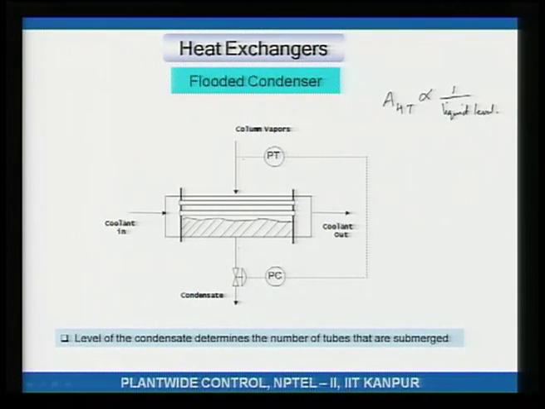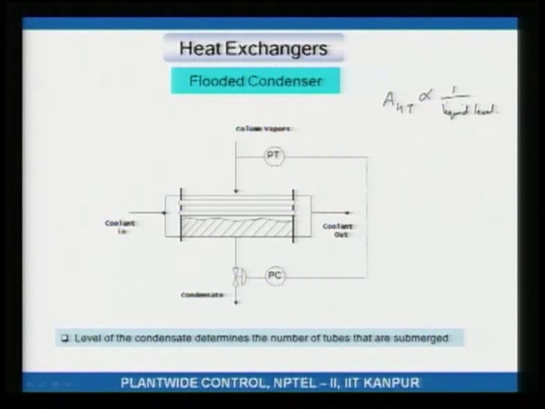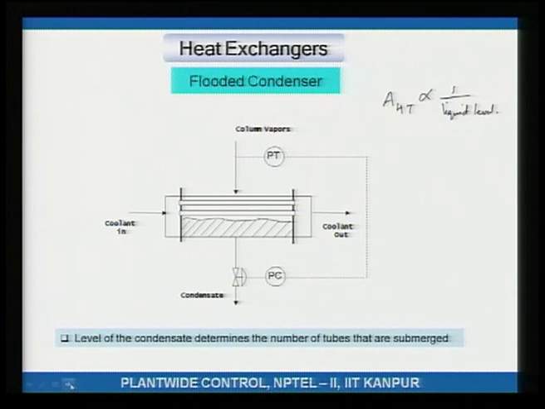Note that this loop will be slow, because when you open this valve, it takes a while for the condenser to drain. So this is the action of the pressure controller, or rather the open loop dynamics. If you change the valve position, how long does it take for the pressure to respond? This would be slow, because the level changes slowly. Therefore, the heat transfer rate will change slowly and therefore the pressure will change slowly. I hope this is clear. Okay. So, this is a flooded condenser.